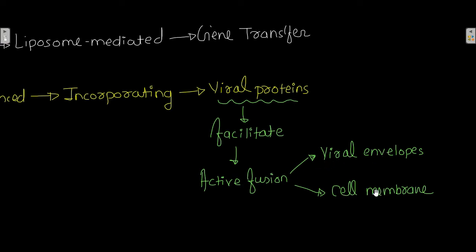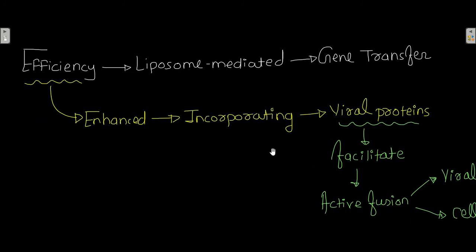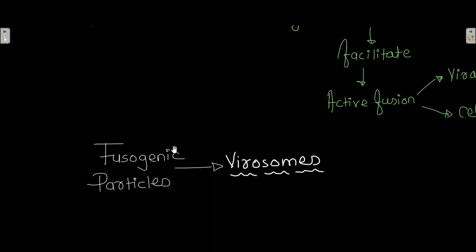What is the natural function of these viral proteins? They facilitate the active fusion between the viral envelope and the cell membrane, and that is the reason why you incorporate the viral proteins into the system, as they enhance the efficiency of liposome mediated gene transfer. The fusogenic particles produced are known as virosomes. Virosomes are liposomes which have viral proteins in them that promote the fusion process.